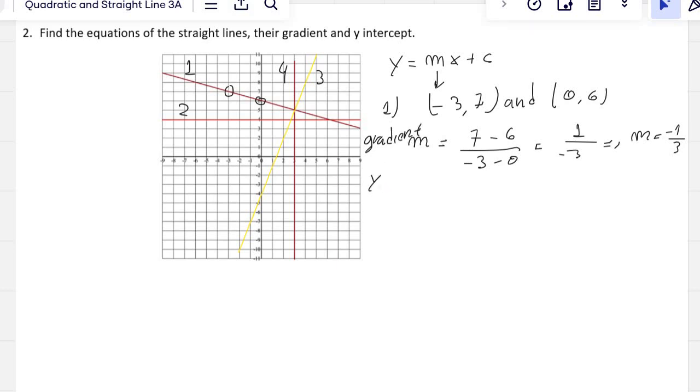And the y-intercept is equal to the value where this straight line cuts the y-axis. In this case, it cuts the y-axis at 6. So the y-intercept is 6. We have determined the gradient and the y-intercept, and we have to write the equation. The equation is y equals -1/3 x plus 6. This is one way of doing it.